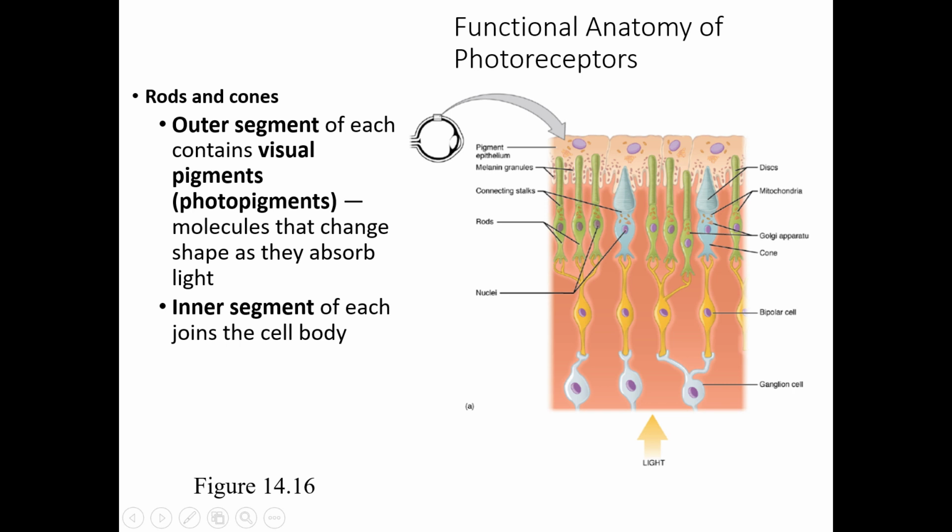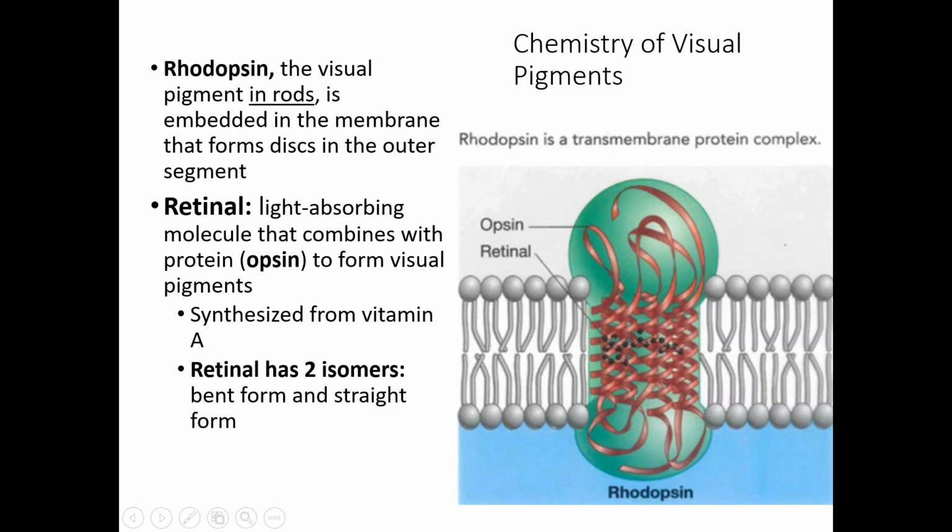Let's talk about photoreceptors right now. So light enters the cornea, goes to the pigment layer and is reflected, and then goes onto photoreceptor cells. We have cones and we have rods. And both of them have outer segment, here it is, and inner segment. Inside of those cells, there are special visual pigments or photopigments. Those are molecules that change their shape as they absorb light.